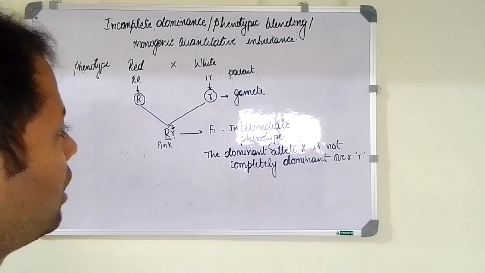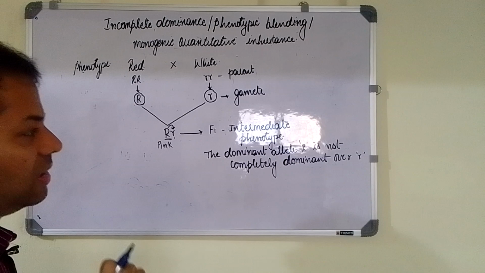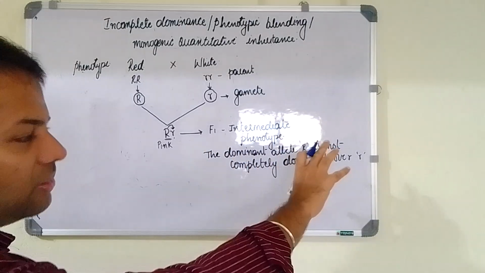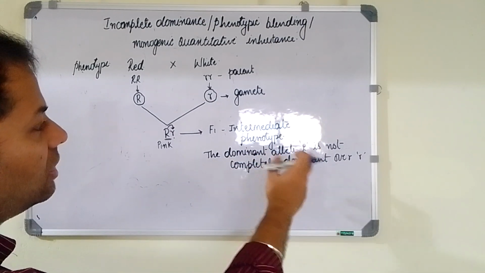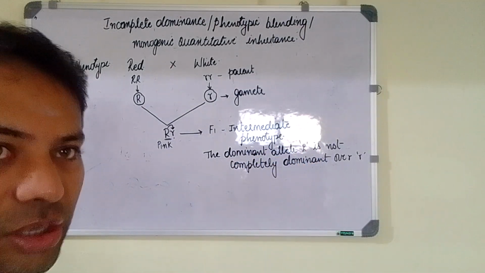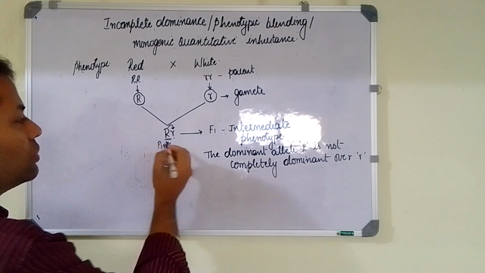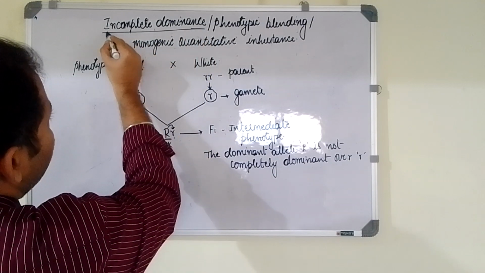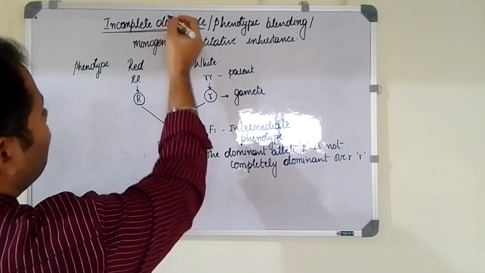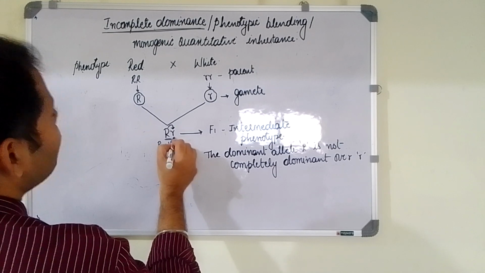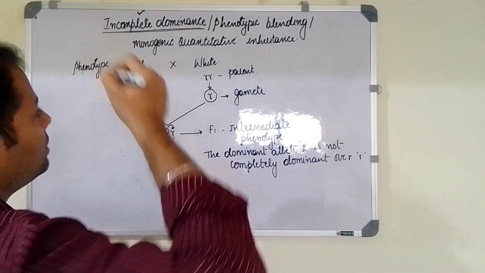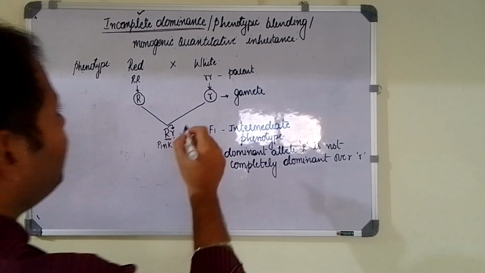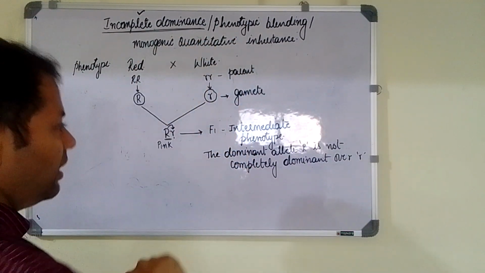Now pay attention here very carefully. What we should understand here is, of course, what is given in the NCERT: the dominant allele is not completely dominant over the recessive allele. Because it is not completely suppressing the expression of the recessive allele, we are calling it what dominance? Incomplete dominance. Now, I have also said that this is monogenic quantitative inheritance.